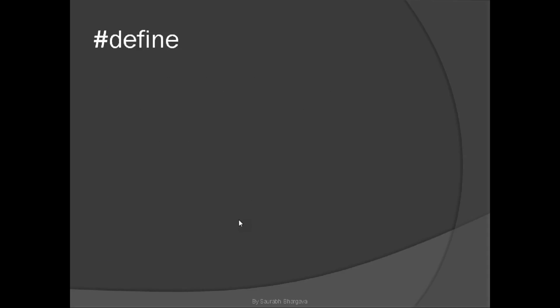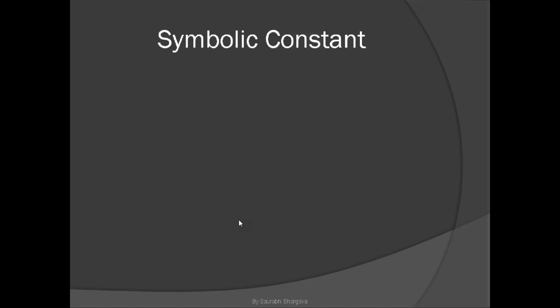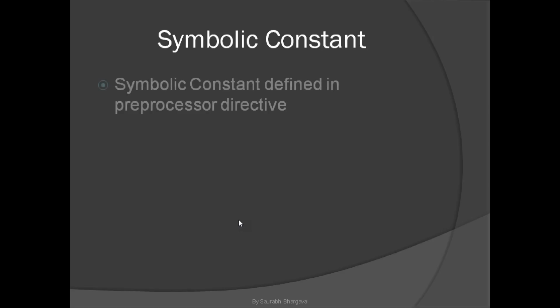#define can define symbolic constants and macros. There is a little bit of difference between a symbolic constant and a macro. In a symbolic constant, the replacement text replaces the identifier in the whole program. A macro can be defined without an argument or with an argument. Without an argument it is similar to a symbolic constant, but with an argument it is like a small function. First, we discuss symbolic constants.